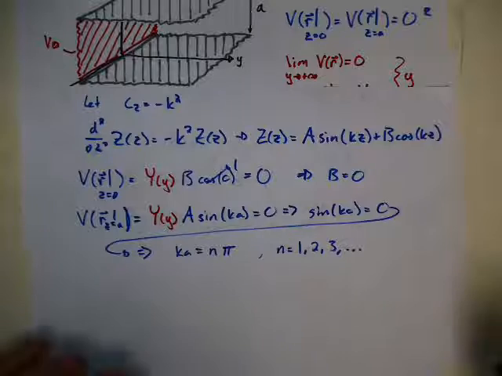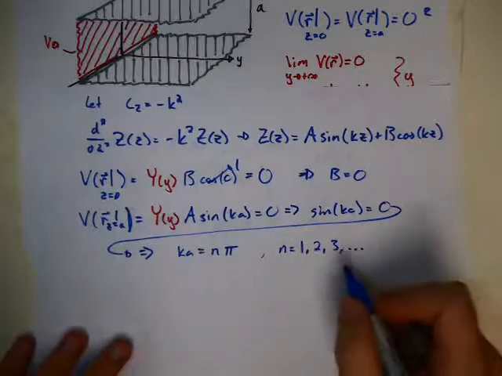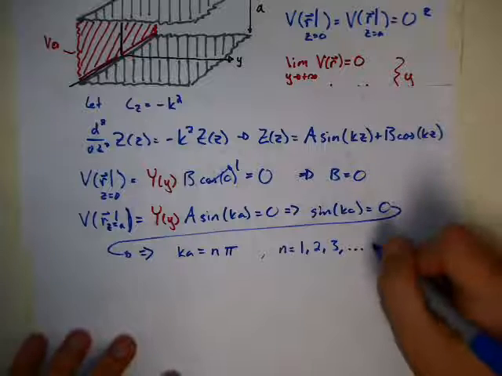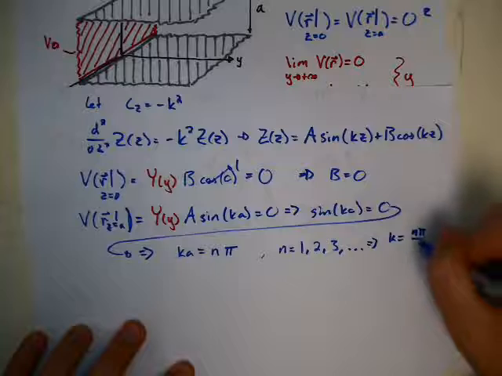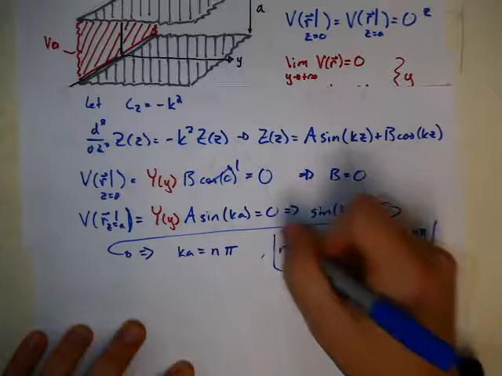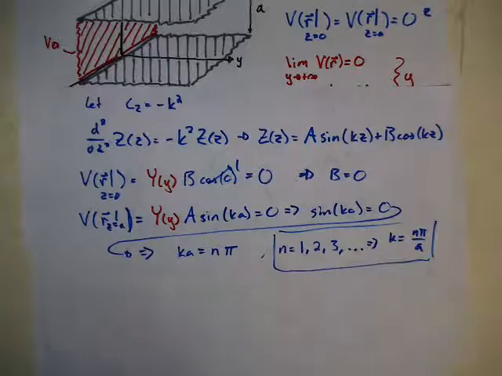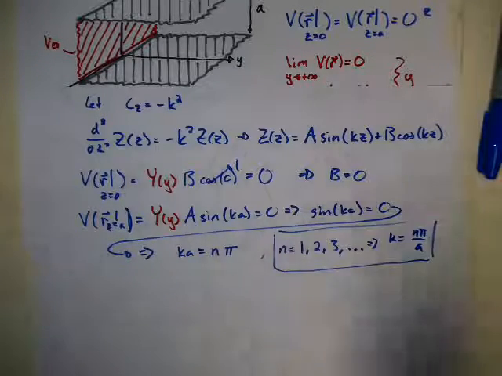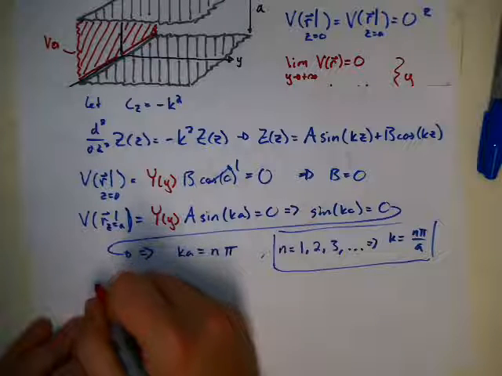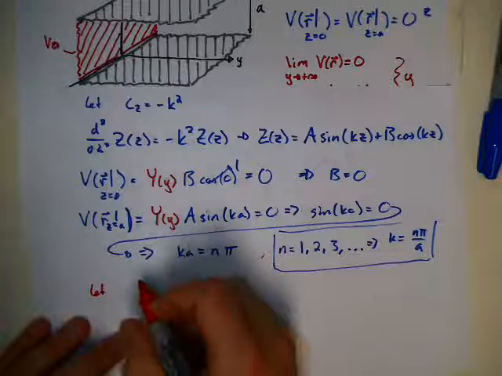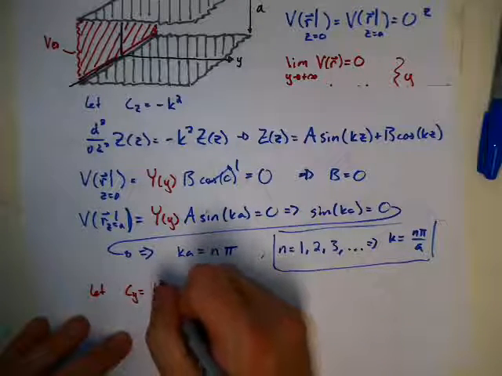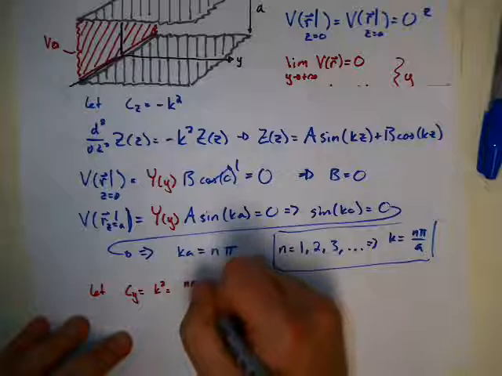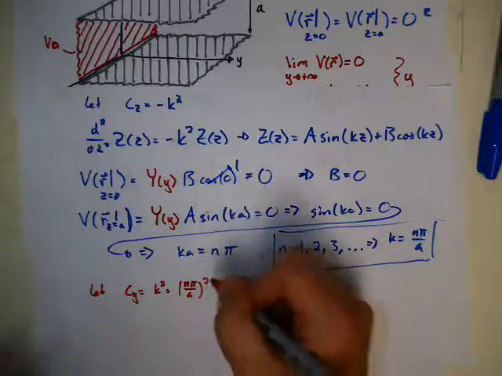So now we're actually somewhere. So the result out of here is that k is n pi over a with that condition. So that's kind of the result we have so far. Now let's look at the y condition. Okay, so first the y differential equation, we're going to let now cy be equal to positive k squared, which we now know is n pi over a quantity squared.